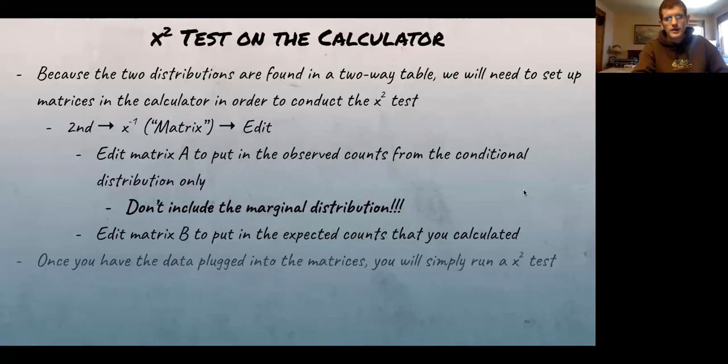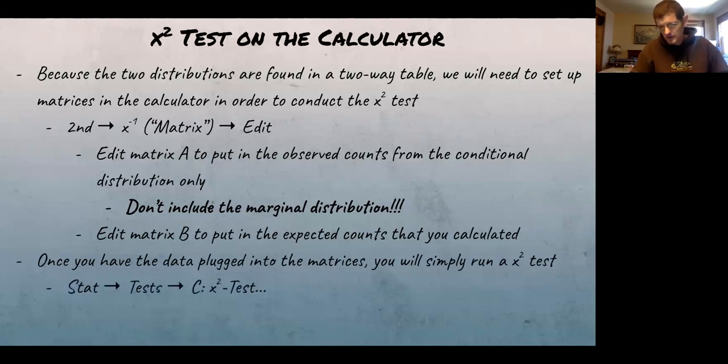Now that we've got the matrices edited, we've done the hard part. Now we just need to run the chi-square test. And so you hit stat on your main menu, you do stats, tests, and just next to the test we did yesterday is your chi-square test. And notice that it's already pre-filled with matrix A is your observed and matrix B is your expected. So if you edited it the way that I suggested, you don't need to make any changes here. Just calculate, and it gives us our answer.